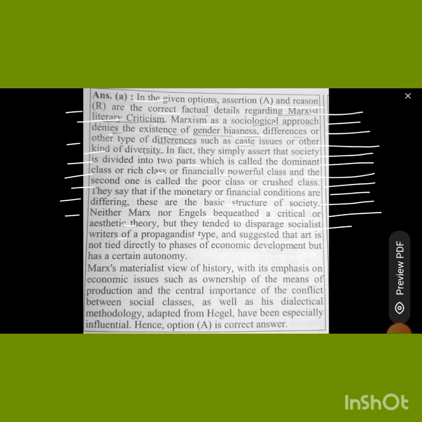propagandist type and suggested that art is not tied directly to a phase of economic development but has a certain autonomy. Marx's materialist view of history, with its emphasis on economic issues such as ownership of the means of production and the central importance of the conflict between social classes, as well as his dialectical methodology adapted from Hegel, have been especially influential.